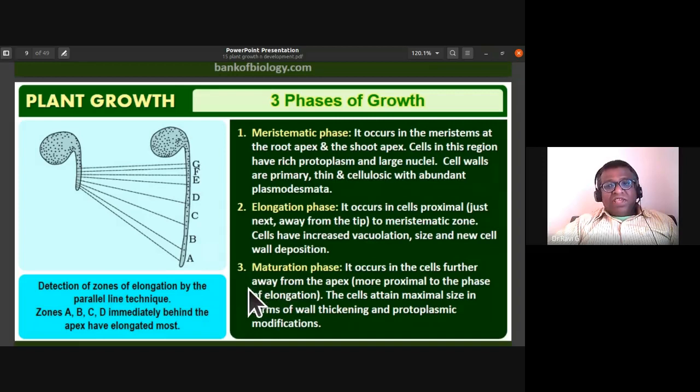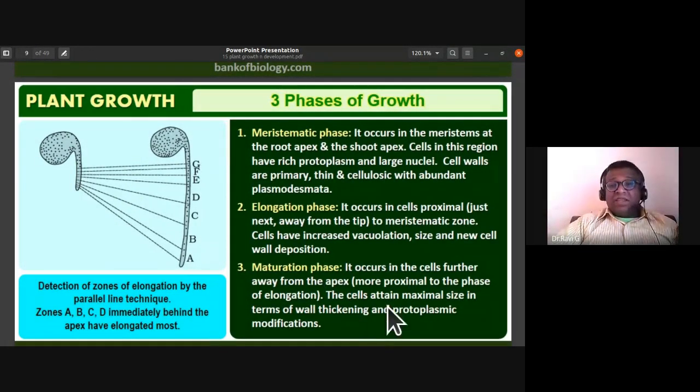So the third phase of growth is the maturation phase. In this phase, the cells are further away from the apex. So that is, they are further away from the cell division zone. They are just above the elongation phase. The maturation phase is just above the elongation phase. So they are further away from the root apex or shoot apex.